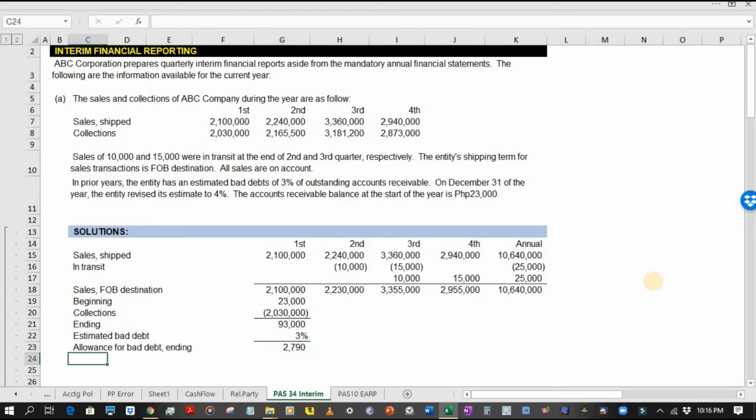And since we have a beginning balance of accounts receivable, which is 23,000, we assume that there is a beginning balance of the allowance for bad debt, and that is also at 3% of 23,000 pesos, and that is 690 pesos. So from 690 beginning, it should have an ending balance of 2,790, which means we need to record a bad debt expense during the first quarter for 2,100, so that the allowance for bad debt will have an ending balance of 2,790.